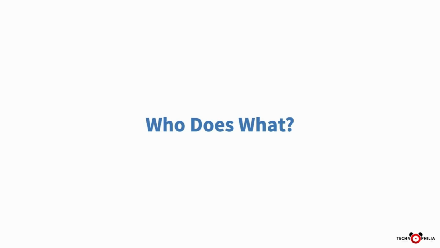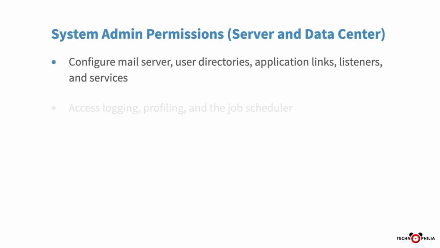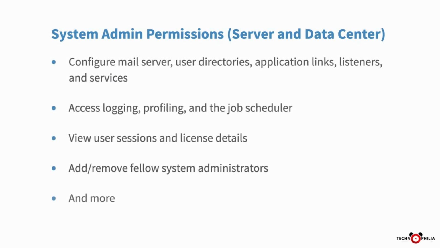Here are a few of the duties of the system admin in server and data center. Many of the system admin functions are things you set up once and rarely change. For example, once the mail server is connected, it's unlikely to change settings very often. Sysadmins can access tools used to monitor the application and keep it healthy. An example is running the integrity checker to find problems with issues, workflows, and filters.